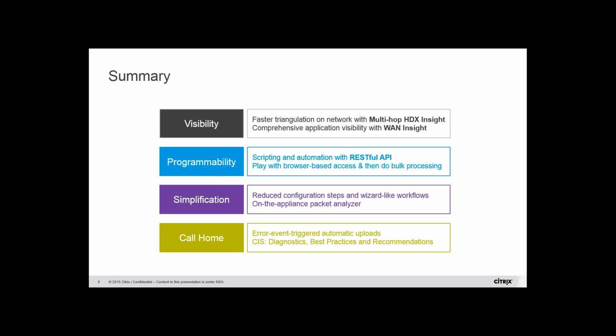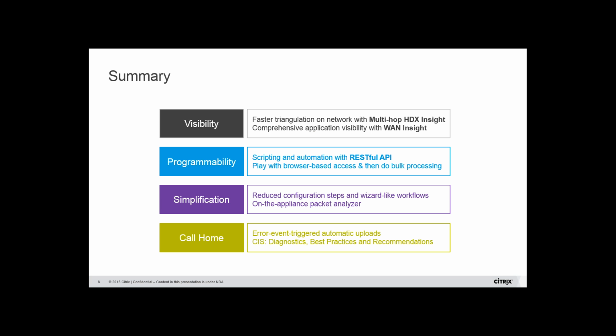So those were the main features. Let's quickly sum up four key things. Visibility, which is multi-hop Hdx Insight, helps you do faster triangulation, more finer triangulation on the network statistics. Also, a very comprehensive application visibility with WAN Insight.